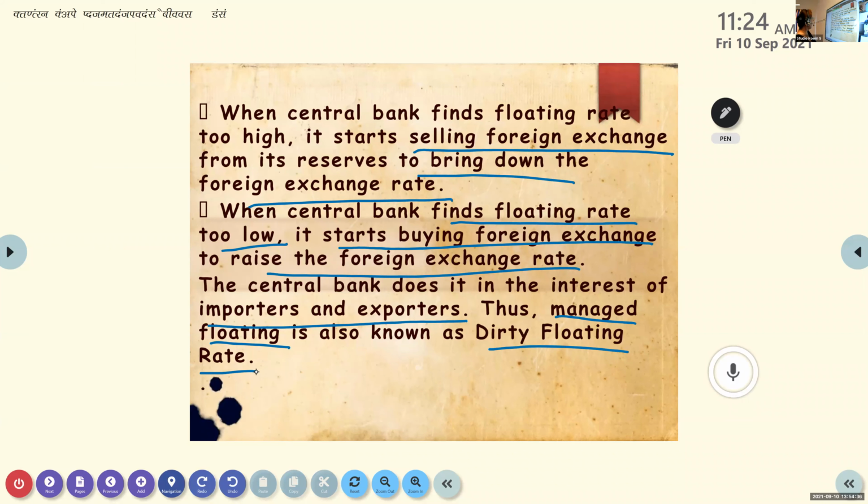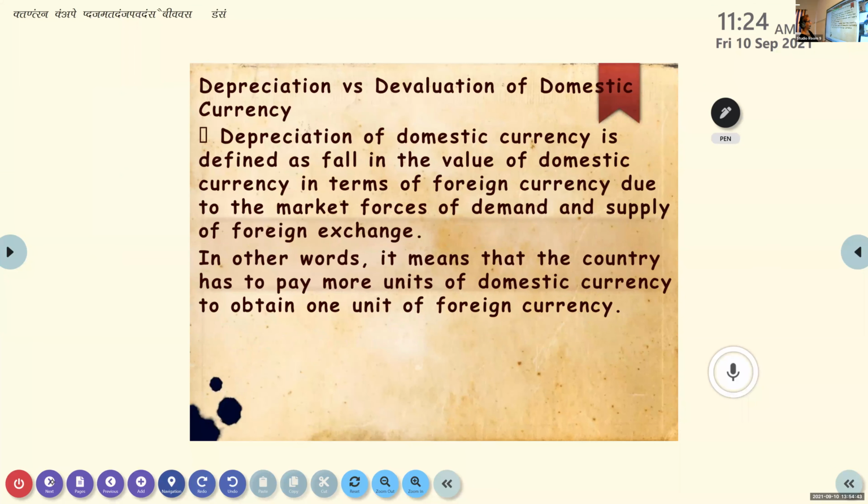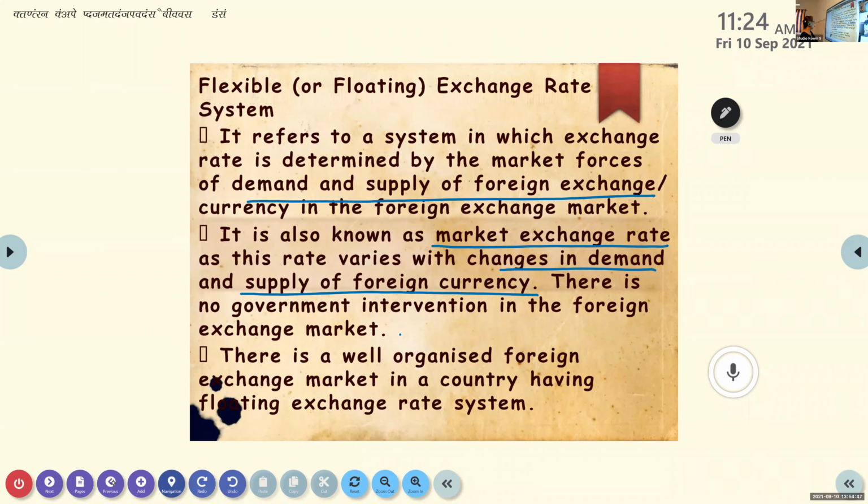Now the other one, the floating rate or flexible exchange rate I told you about, is also known as the pure floating exchange rate. You can just note that down. It is also called the pure floating exchange rate.